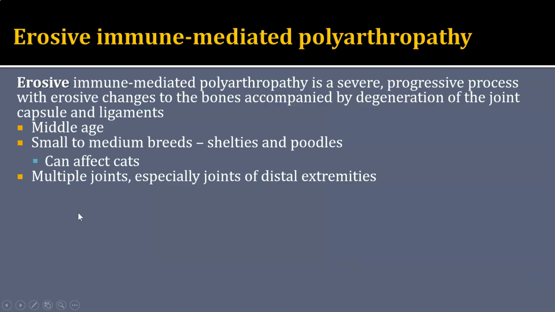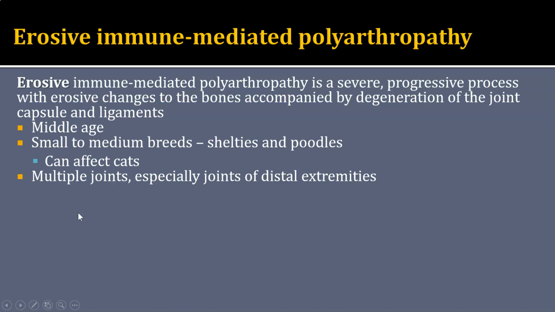Erosive immune-mediated polyarthropathy is a severe progressive process that does now have osseous changes, and these are erosive changes to the bones. And then this process is also accompanied by degeneration of the soft tissues, such as the joint capsule and the ligaments, and so it can be pretty debilitating.